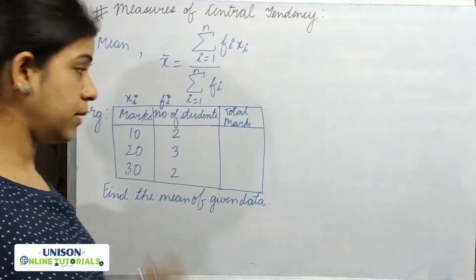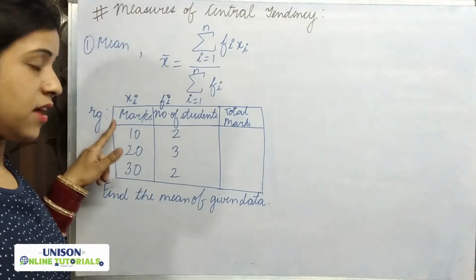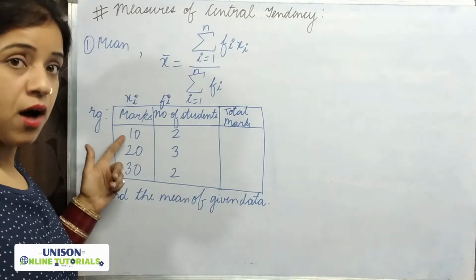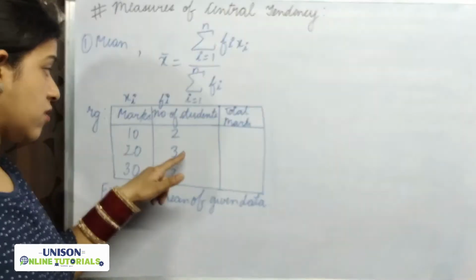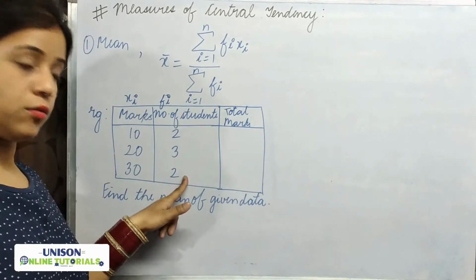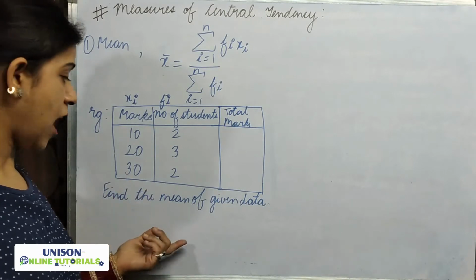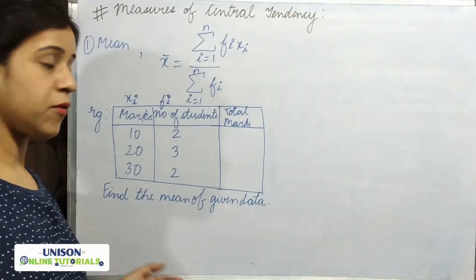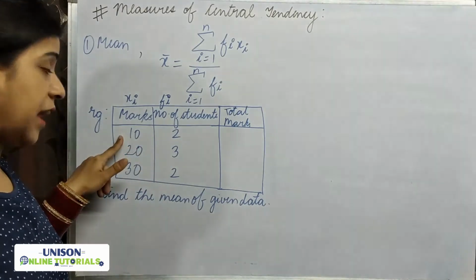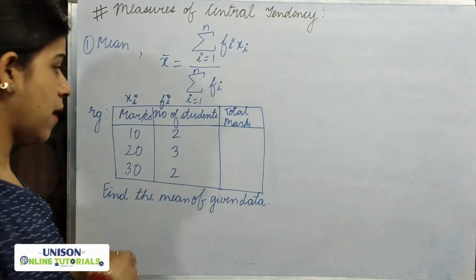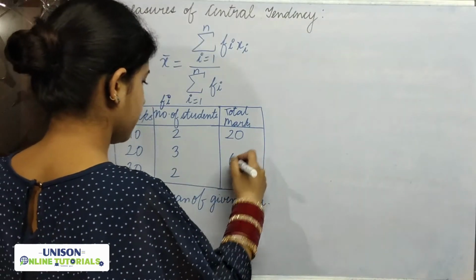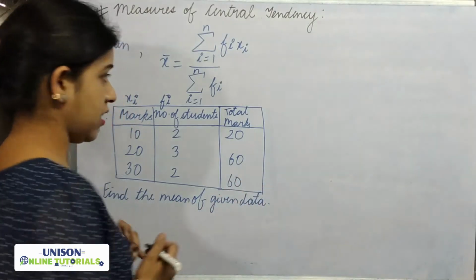Now we have to find the mean for this example. Marks are given to you, number of students are given to you: 2 students scored 10 marks each, 3 students scored 20 marks each, similarly 2 students scored 30 marks each. We have to find the mean of this given data. So 2 students scored 10 marks each, so that means total marks will be 20. Similarly in this case 60, in this case 60.